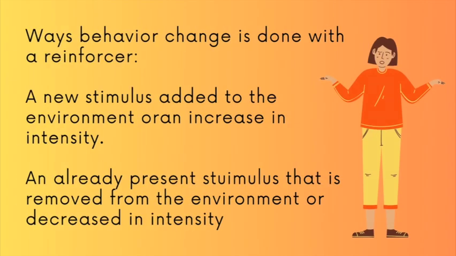The consequence that is responsible for the reinforcement occurring is a reinforcer. It comes in 2 forms: a new stimulus added to the environment or increased in intensity, or an already present stimulus removed from the environment or reduced in intensity. So you've got those 2 different variations.